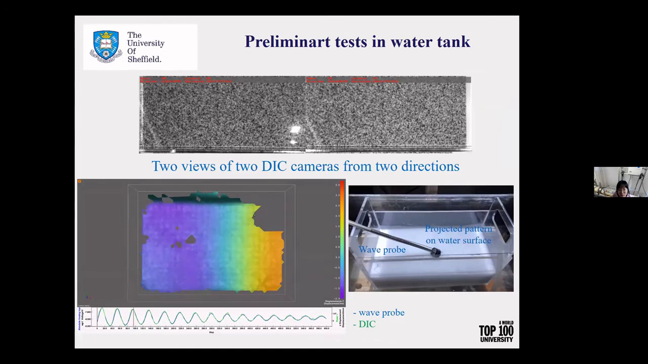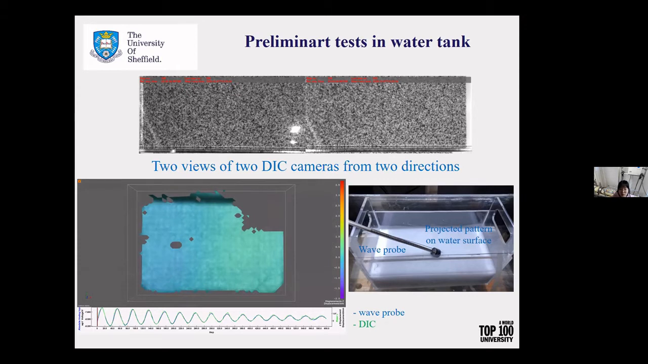Preliminary tests were carried out in a water tank. A wave probe is also placed inside of the water tank for reference. One time frame of the images taken by 2 cameras is shown in the top figure here. The 3D surface fluctuations can be recovered like the video showing here.